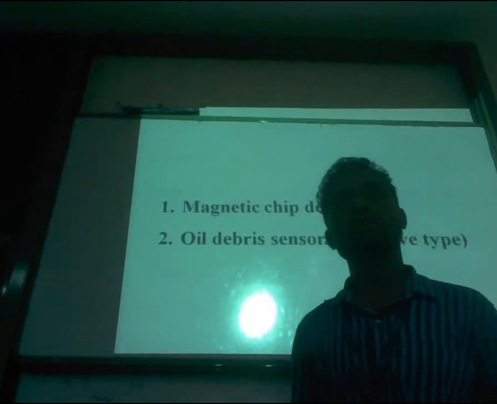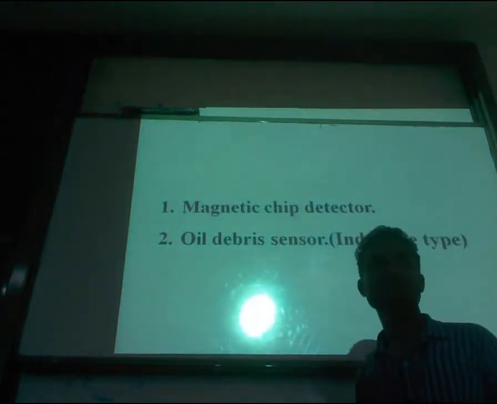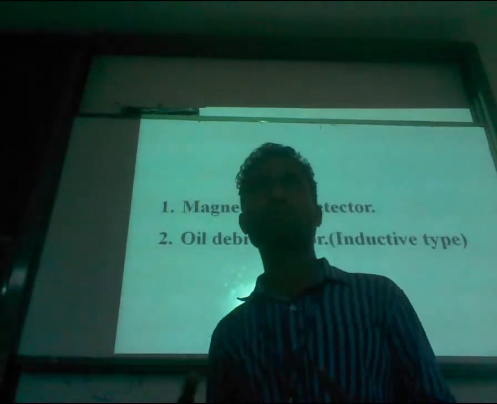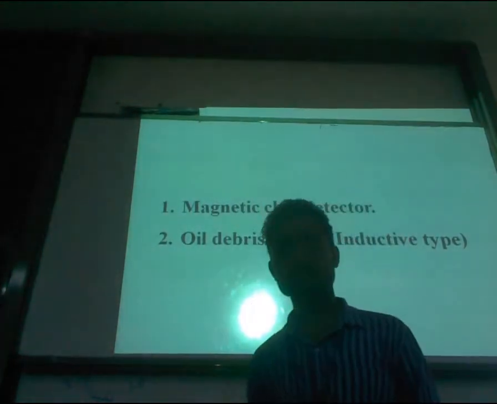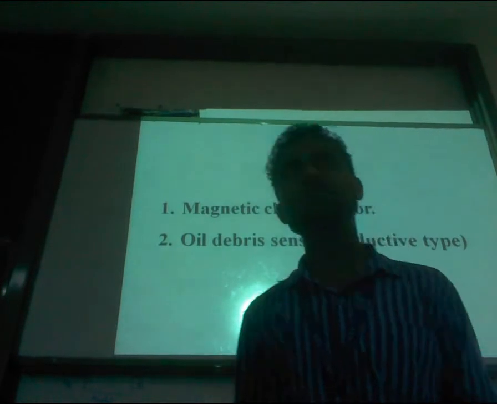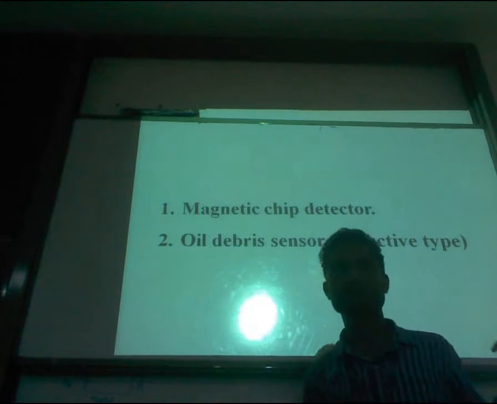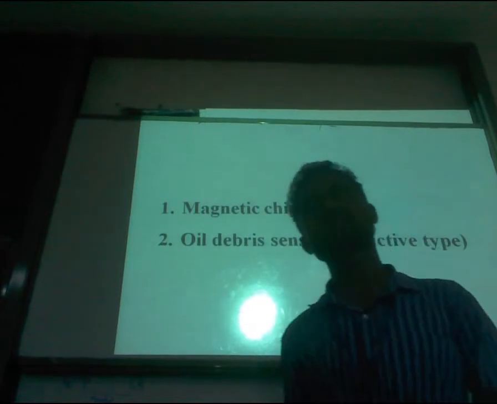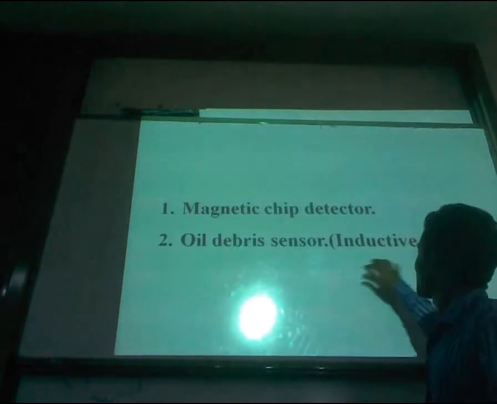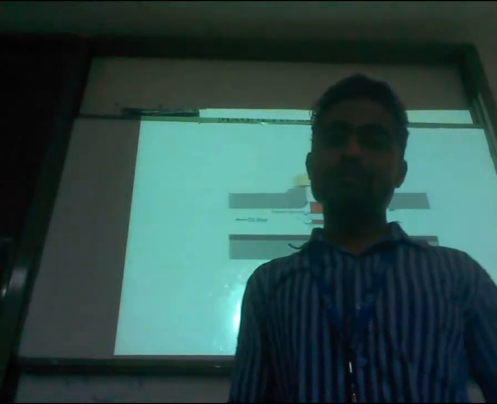Since it is magnetic, the magnetic chip detector plugged in there attracts all the debris from the engine that is present in the oil. The next one is the oil debris sensor. It is an inductive type because it works on the principle of induction. We are all familiar with this inductive principle.